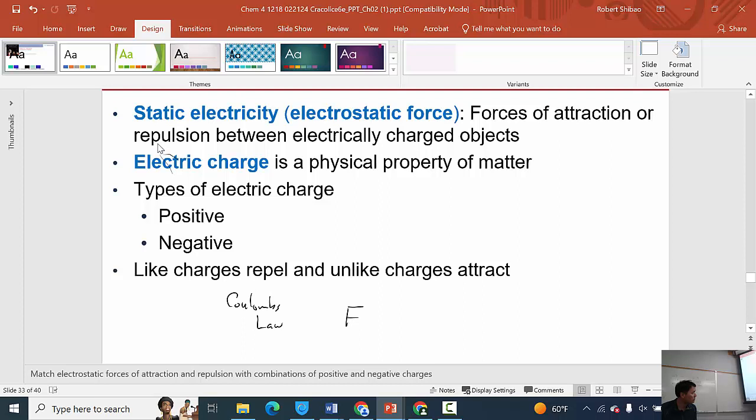Coulomb's law is that the force is proportional to the charge, which we call Z, on A and the charge on B, divided by the distance between the centers of charge squared. And so if we double the charge, we double the force. So if we double A and double B, we quadruple the force. And so it depends on the magnitude of the charge and the distance. We call this charge density. So this is what the force is proportional to.